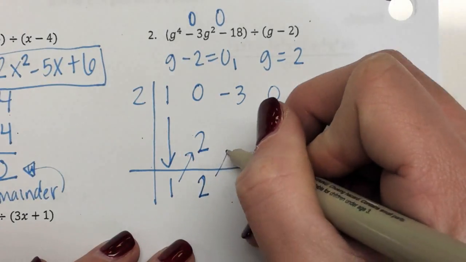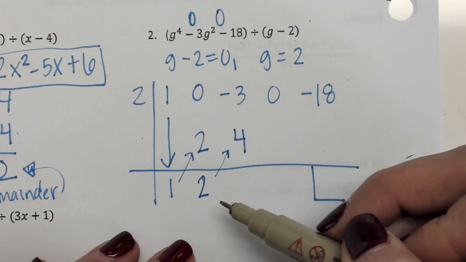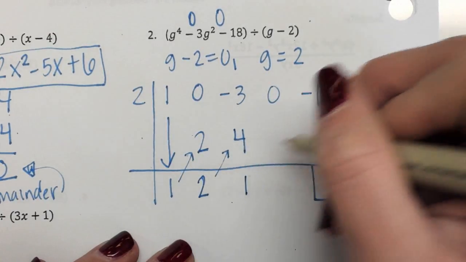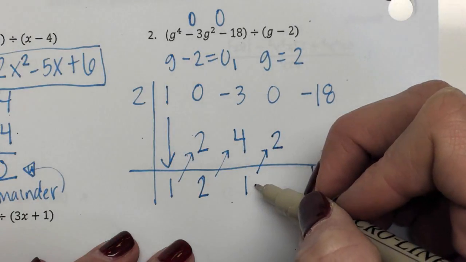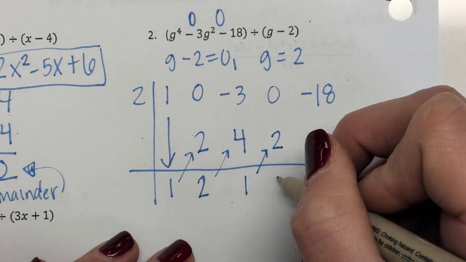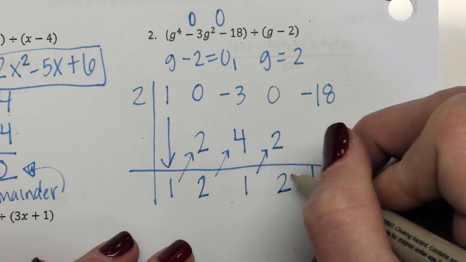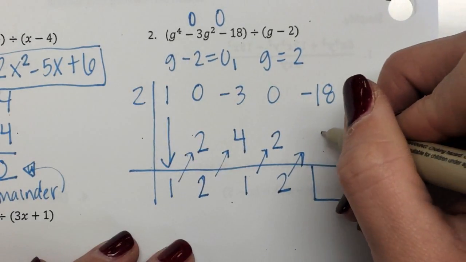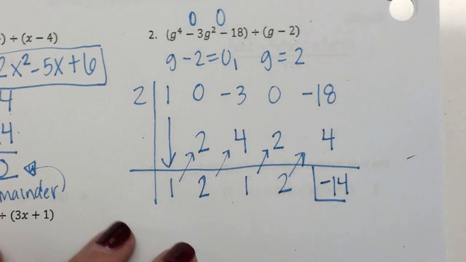Alright. What goes next? 4. Good. Got to do 2 times 2 is 4. We do what with these? So we have here 2. Got to multiply. What here? What is it? 2. We do what with this 2? Multiply it. So what goes here? What's our remainder? -14. Good.